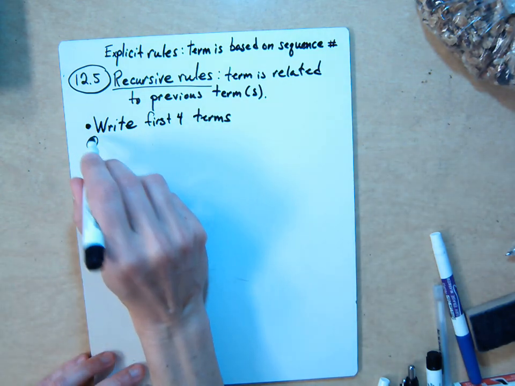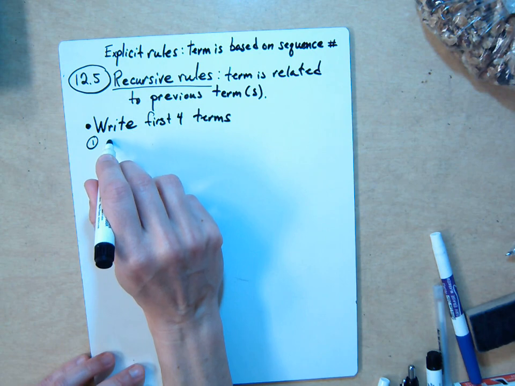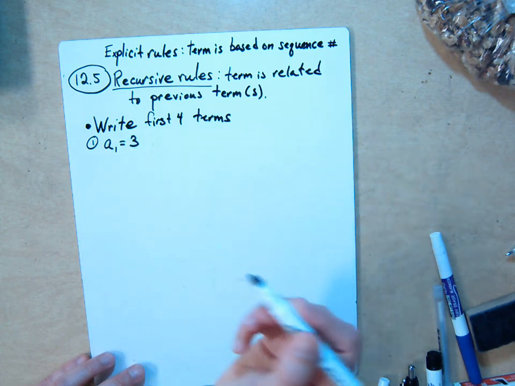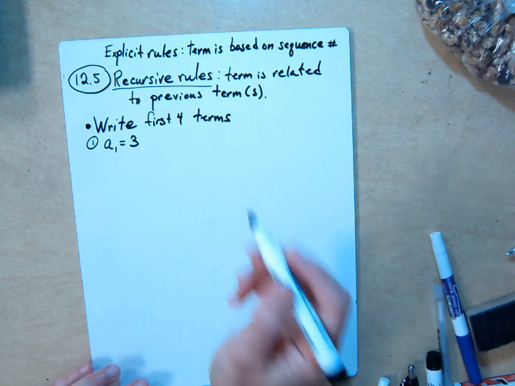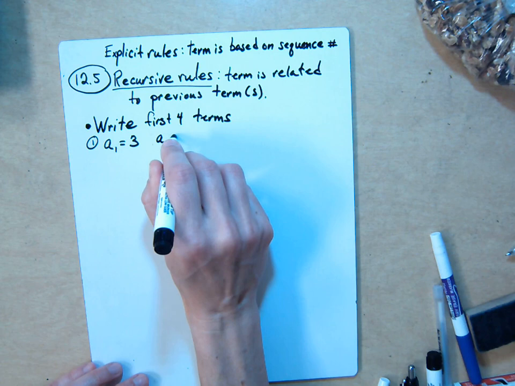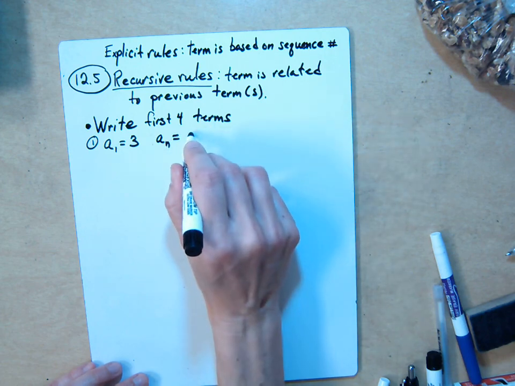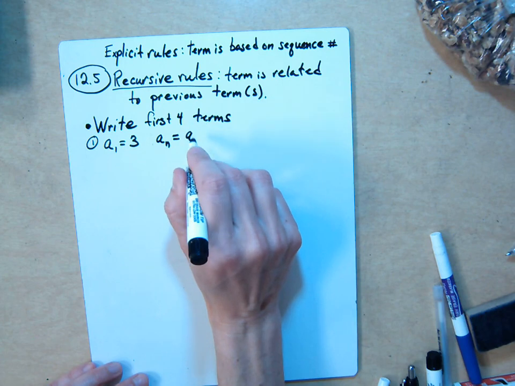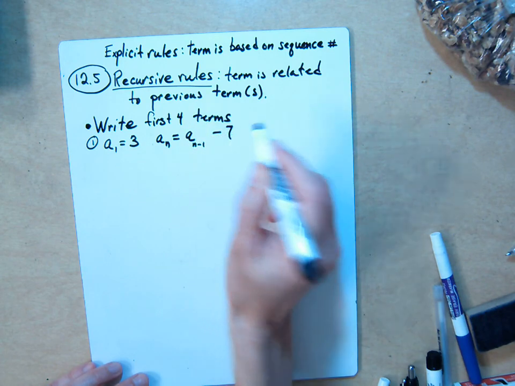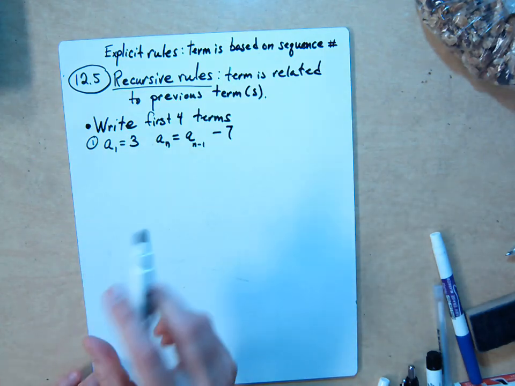Number 1, let's say that you're told that a sub 1 is 3. You need to know where to start. So you have to be given the first term at least, and then you're given a sub n equals, now this is where it gets a little different, a sub n minus 1 minus 7. That's a recursive definition.